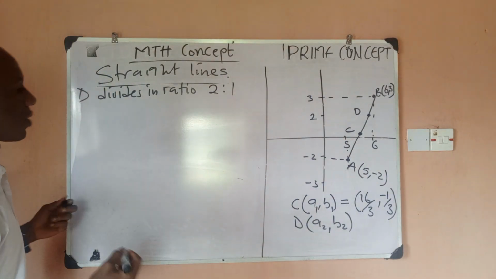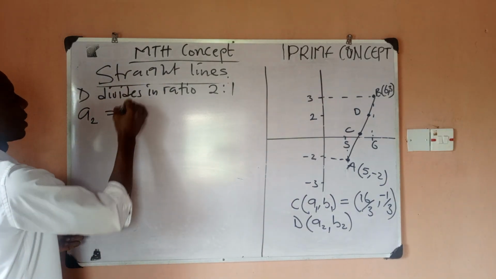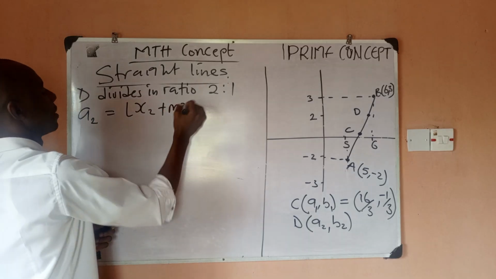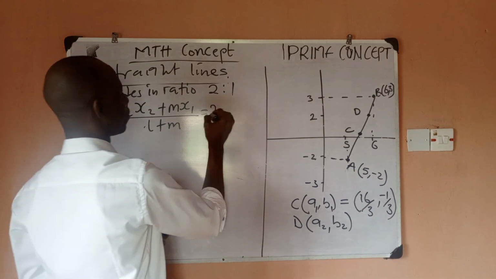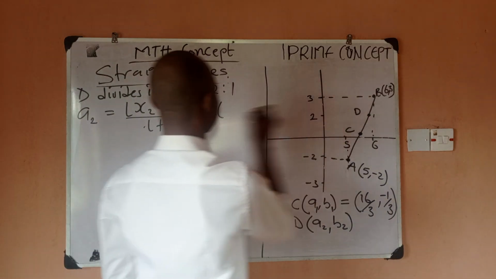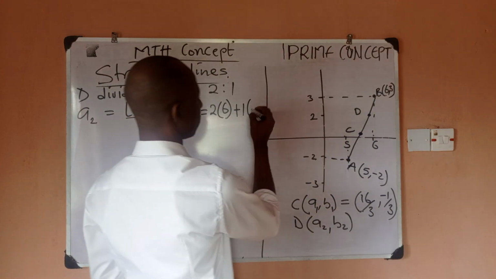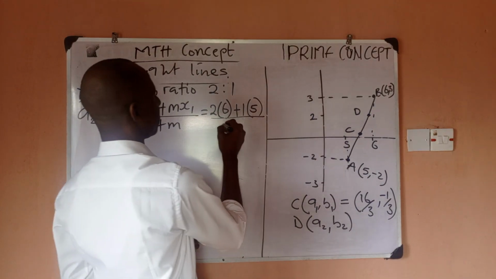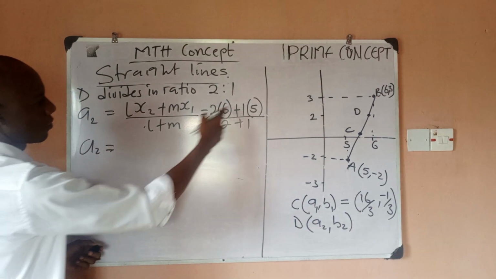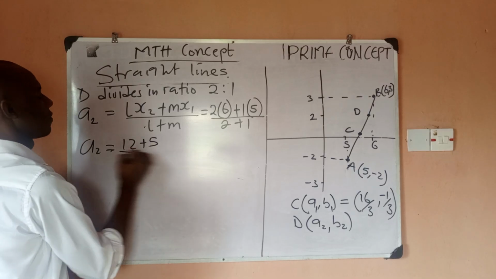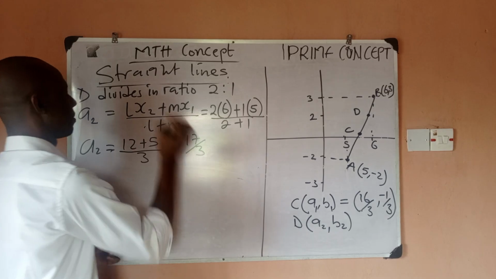2:1. So if we consider this, then we can find the coordinate A2 to be Lx2 plus Mx1 divided by L plus M. So L is 2 this time around. X2 is what? 6 plus M, which is 1, into my X1, which is what? 5, right? Divided by 2 plus 1. So that my A2 becomes 12 plus 5 divided by 3. 12 plus 5 is 17. So 17 divided by 3.